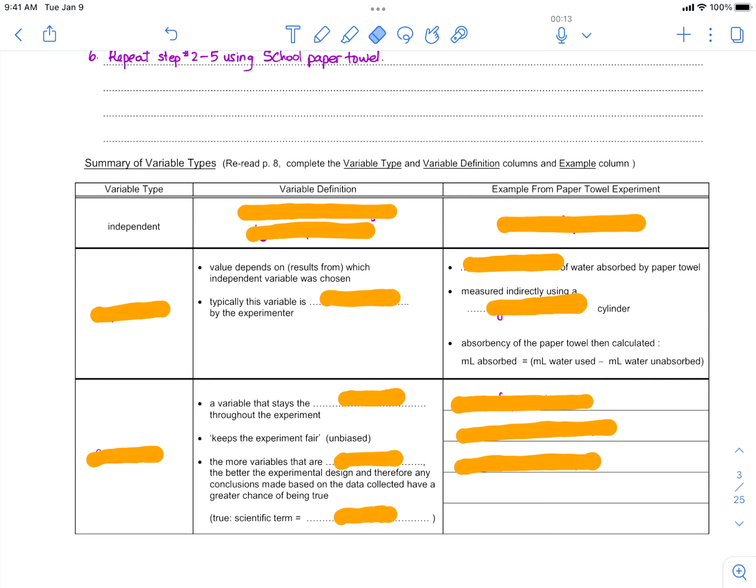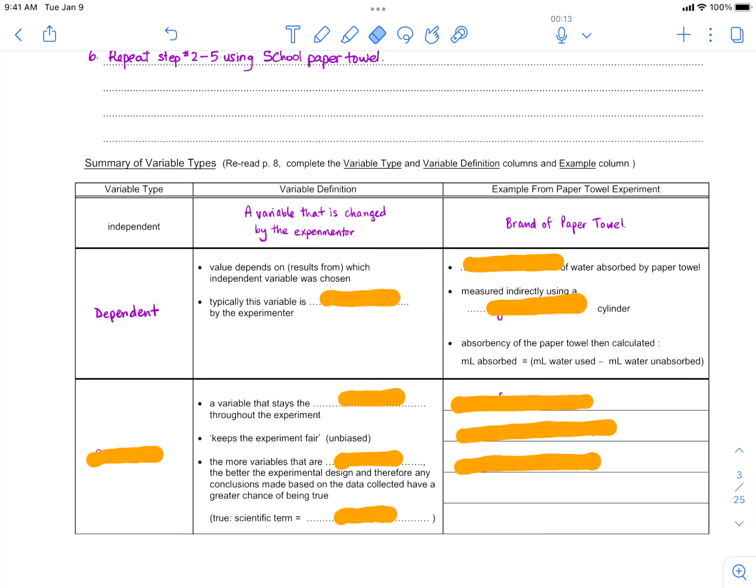Okay, so the independent variable, the definition of this is the variable that is changed by the experimenter. So it's what we're changing between our different trials. In the paper towel experiment, what we're changing between the two trials is, of course, the brand of paper towel. So this is our independent variable. This is what we're testing.